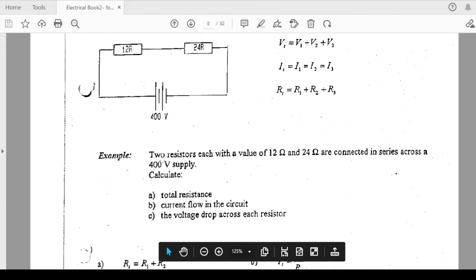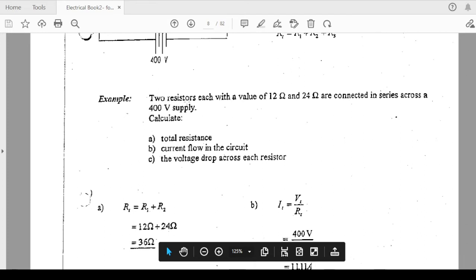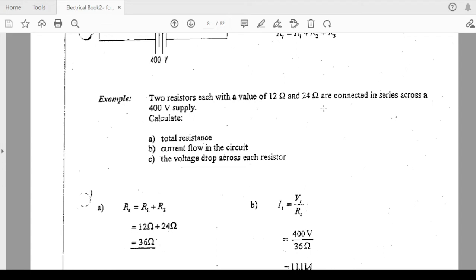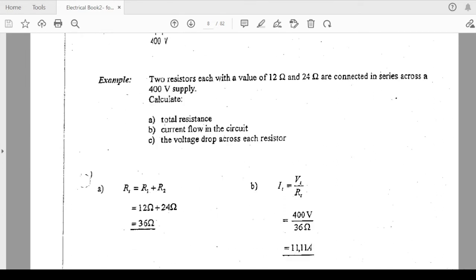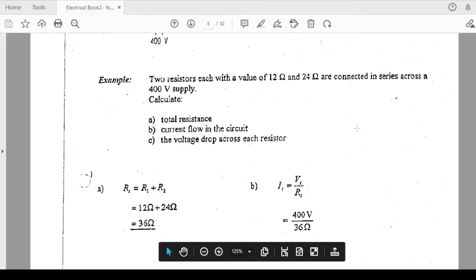Okay, let's check this question. It's an example here. They are giving you 2 resistors, with values of 12 ohms and 24 ohms, connected in series across a 400 volts supply. Already you know EMF is 400. One resistor is 12 ohms, the other one is 24 ohms, which is this setup here in series. Then the question says, what is the total resistance? It's just R1 plus R2 because they are in series.